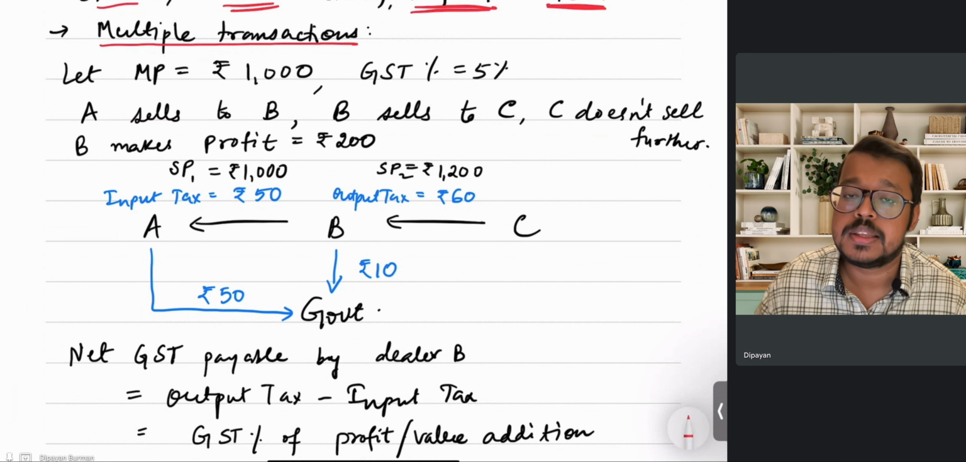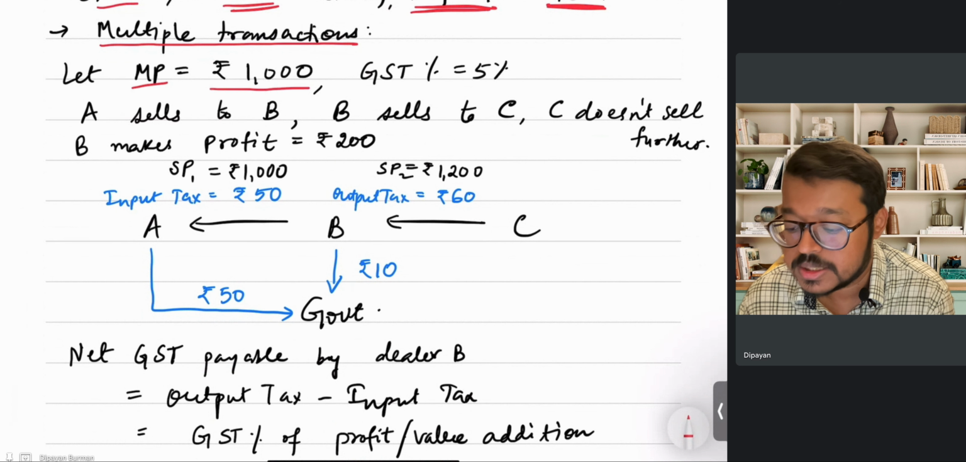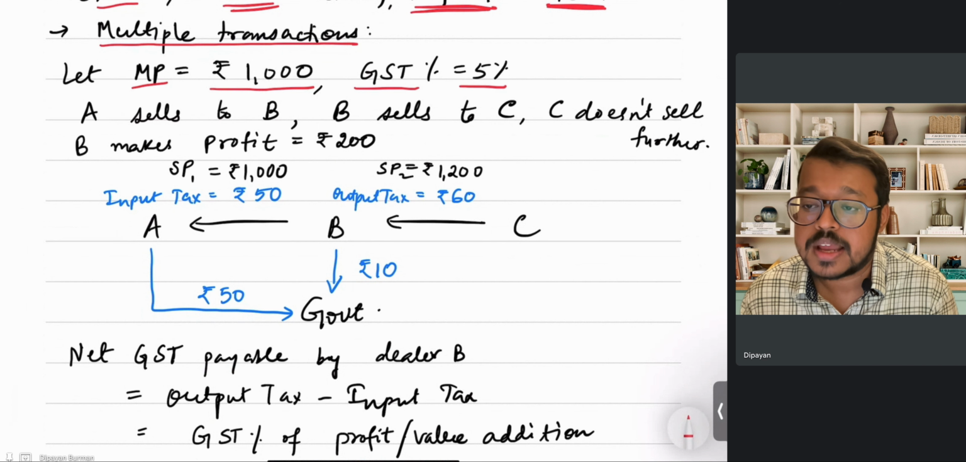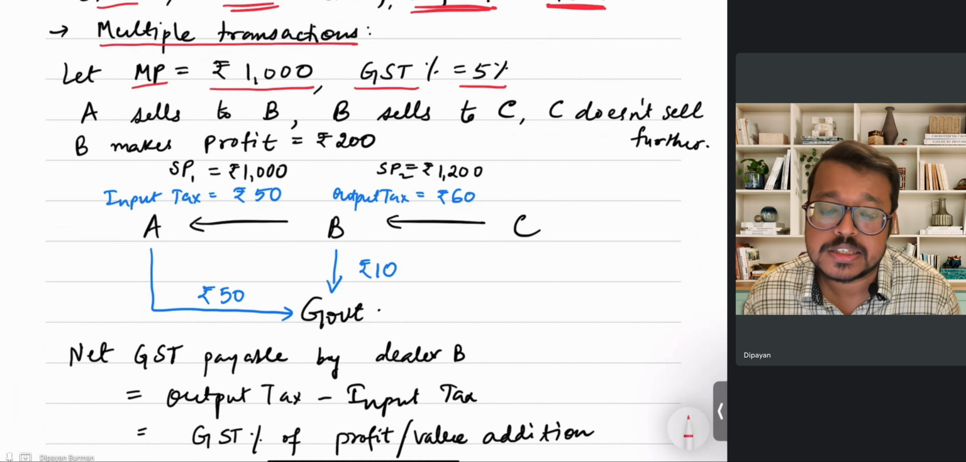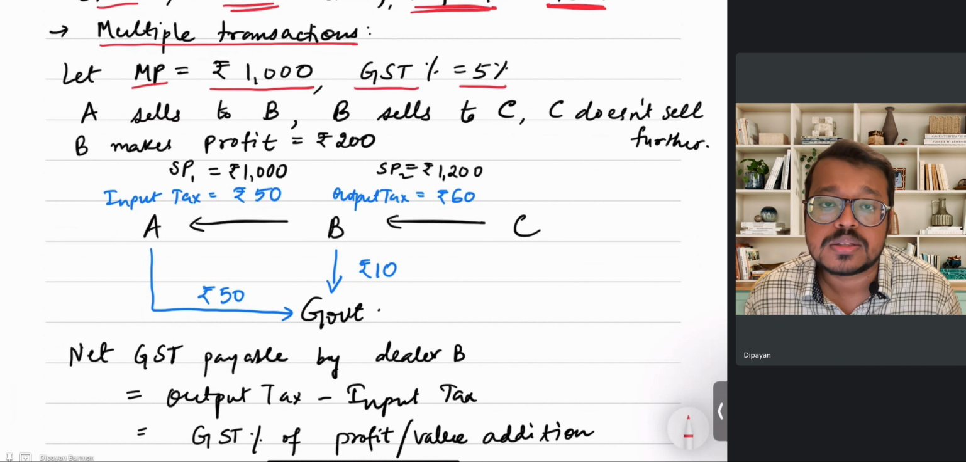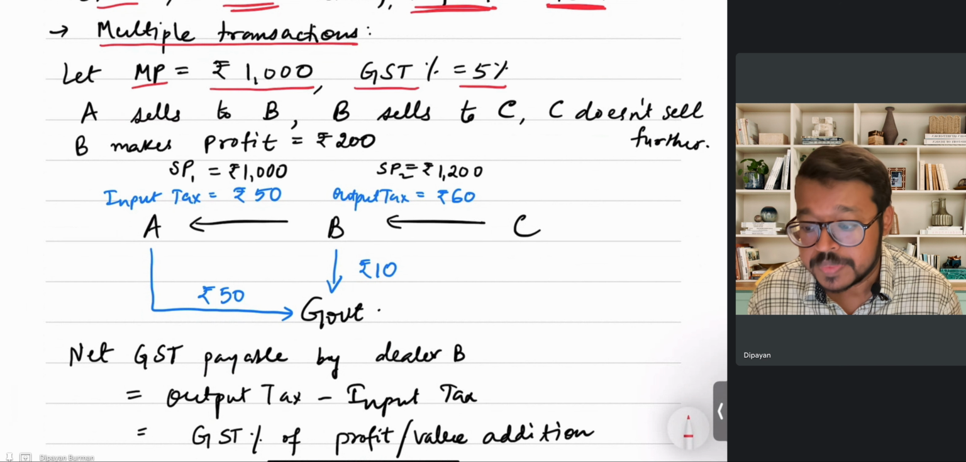For example, there is some product whose marked price is 1000 rupees, and let's say the GST rate is 5%, and A sells to B, B sells to C, and then C does not sell it further. And we are assuming that A and B are registered with GST, so they are charging GST and they have to send that GST to the respective government.